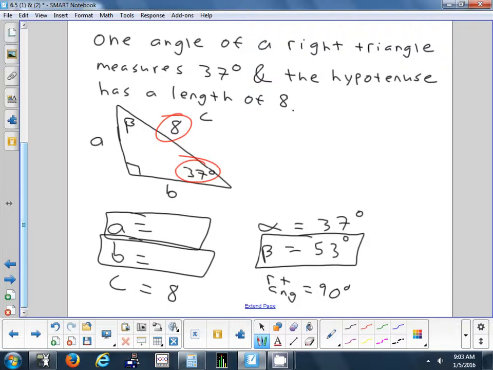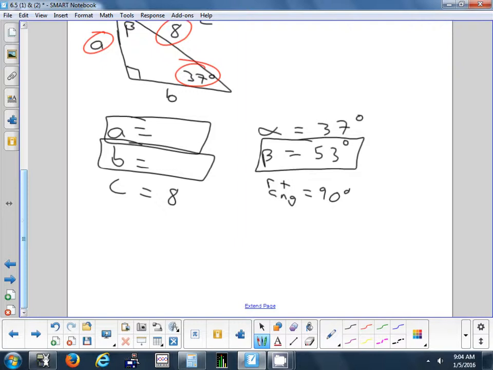And what did I say we're going to find, A or B? Which one are we going to do? A? Okay, let's do A. All right. So now, from the perspective of 37, is A opposite, adjacent, or hypotenuse? Opposite. Okay, so I'm looking for something that has opposite. And what about the 8? Hypotenuse. Okay, so the side I know is the hypotenuse. The side I want to know is opposite. Which trig function has opposite and hypotenuse? Sine. Okay, so we're going to use sine.